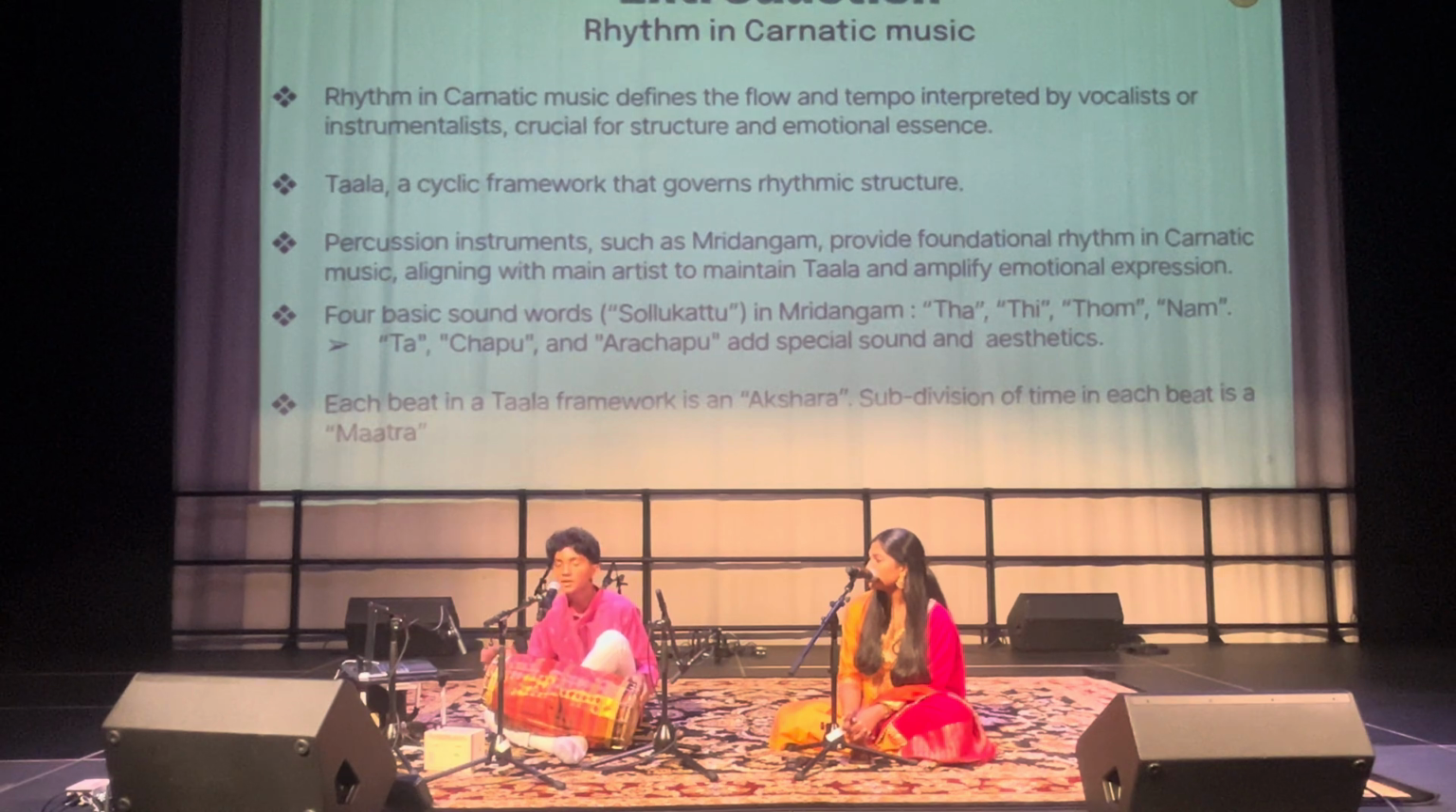So in mridangam, we do this with the 4 basic sound words known as solkattu in mridangam, also known as ta, ti, tom, nam. So it comes like this. As you can see, ta and ti are these really flat sounds, whereas tom is the bass sound and nam is a flat but pitched sound, which is where ta, chapu, and ara chapu come in.